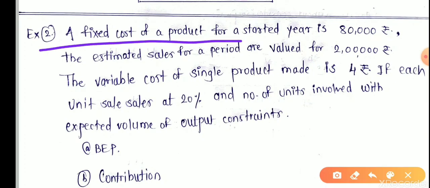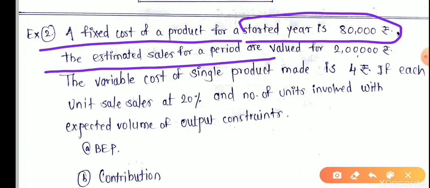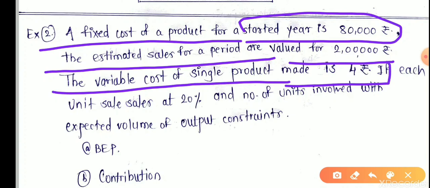The fixed cost of a product for a starting year is 80,000 rupees. The estimated sales for a period are a value of 2 lakh rupees, meaning our estimated sale, the R value, is 2 lakh rupees. Our fixed cost is 80,000 rupees for a particular production company. Now the variable cost of a single product made is 4 rupees.